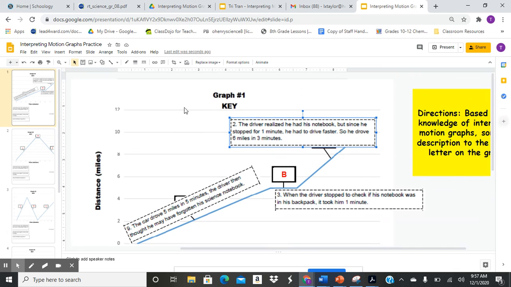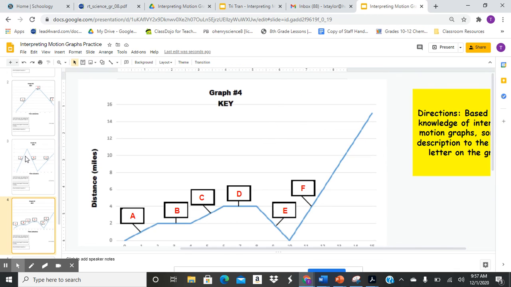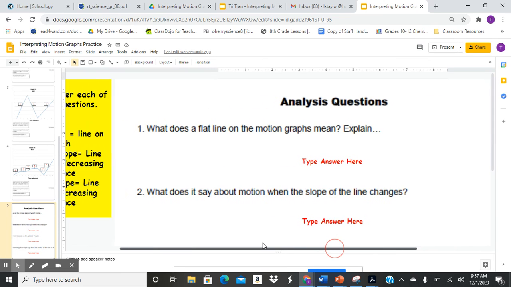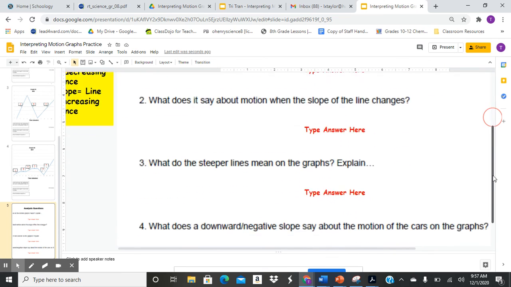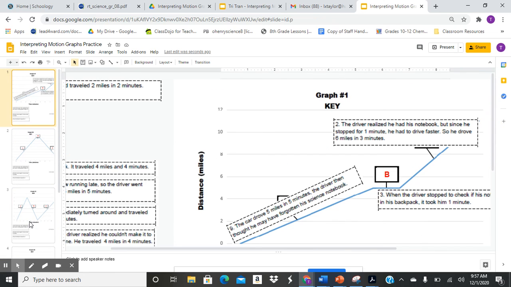So that's all you're doing for graph 2, for graph 3, and for graph 4, okay? You're just matching the description with the correct line. And then when you get to slide 5, you're just answering 4 analysis questions, basically just checking your understanding of what each line on a graph means, okay?